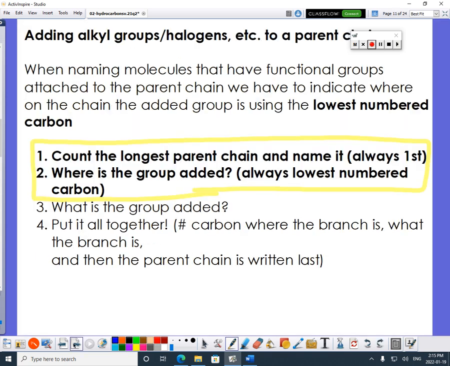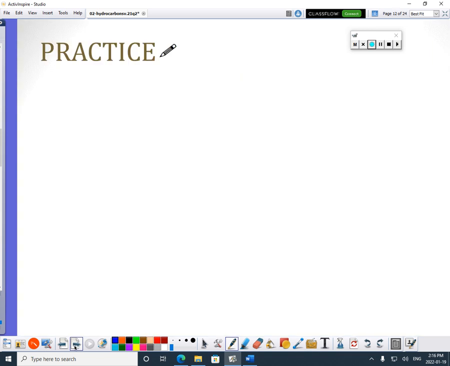Okay? So just as a summary, what are we going to do? Once you start adding stuff to the chain, functional groups, families, etc., then we have to indicate where the chain is. So first, you find the longest chain, then you count to the lowest number carbon. What are we adding? Is it a methyl, ethyl, bromo, chloro, whatever, nitro? And then you put the name together, okay? So let's do some more examples.